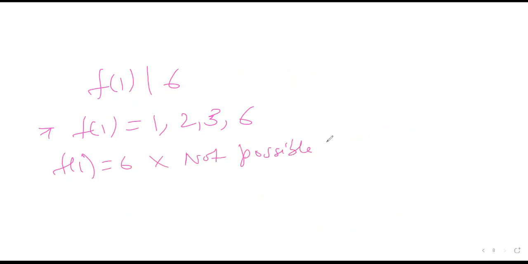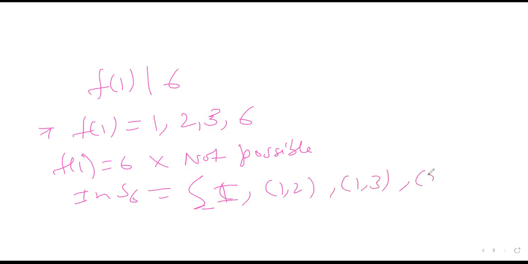Is not possible. The reason being, in S3, the highest order for an element is 3. Because if you write S3, you have the identity permutation, then you have (1 2), then (1 3), then (2 3) as a permutation, then you have (1 2 3) as the permutation. That is a 3-cycle. And then you have (1 3 2) as the permutation.